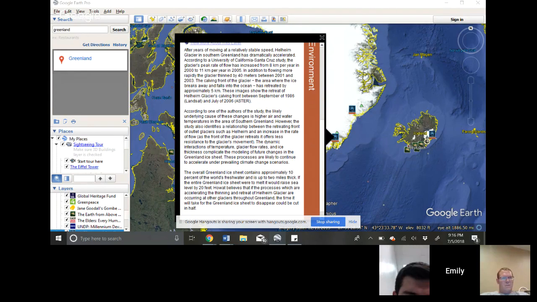According to the authors of the study, the likely underlying cause of these changes is higher air and water temperatures in the area of southern Greenland. However, the study also identifies a relationship between the retreating front of outlet glaciers such as Helheim and the increase in the rate of flow. As the front of the glacier retreats, it offers less resistance to the glacier's movement.